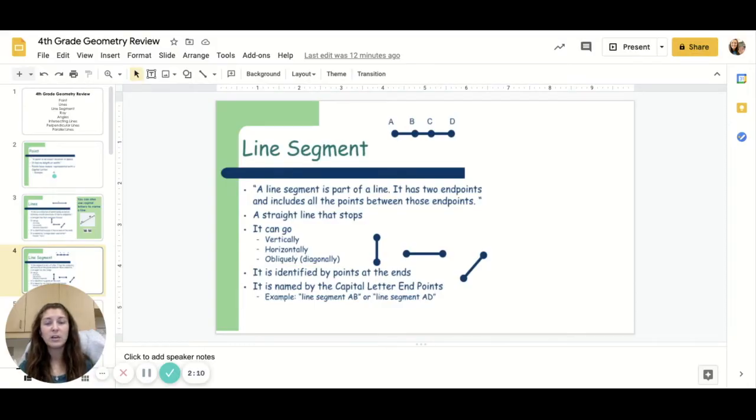And again, it can go those three different directions as well, and it's identified by the points at the end. So for this line here, it would be line segment AD, because that is the first point and that is the last point. Notice, however, it does have points B and C listed along the way.